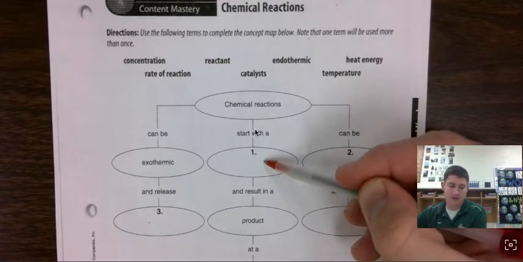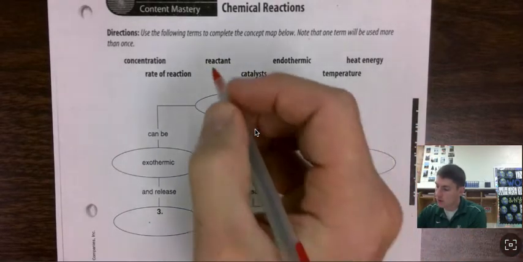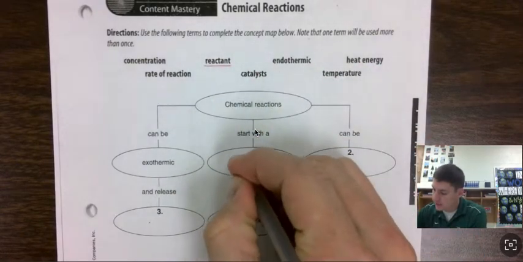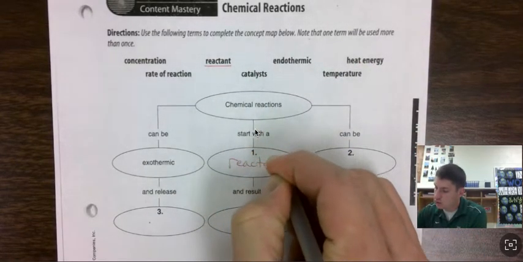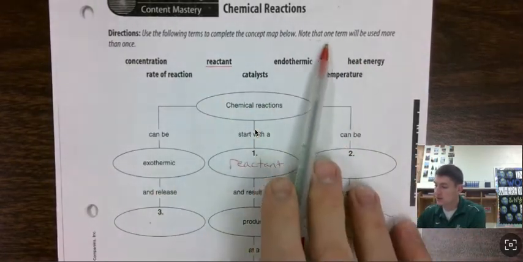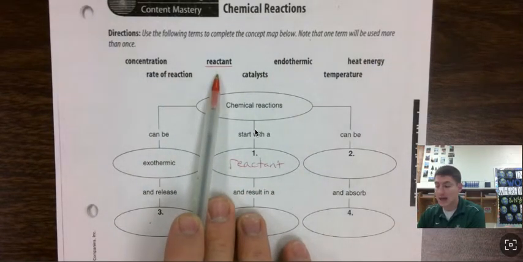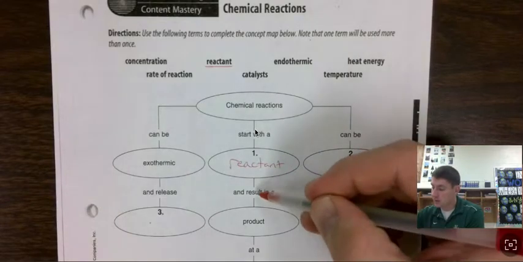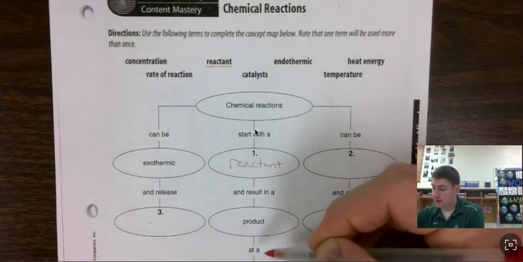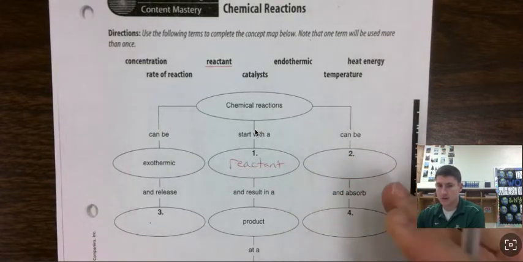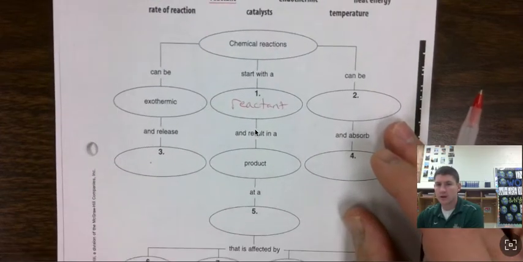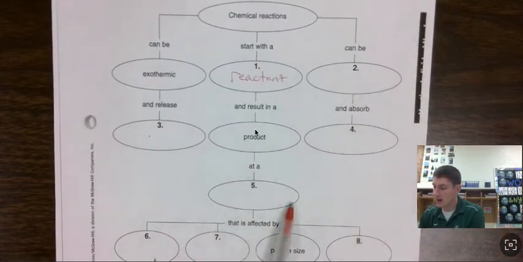Chemical reactions start with a, well, you need a reactant for those things to start. Now, I'm not going to cross out any of the answers because it says note that one term will be used more than once, but I'll highlight the ones that I have by writing this line down below. And result in a product at a blank. So chemical reactions start with a reactant and result in a product at a blank.